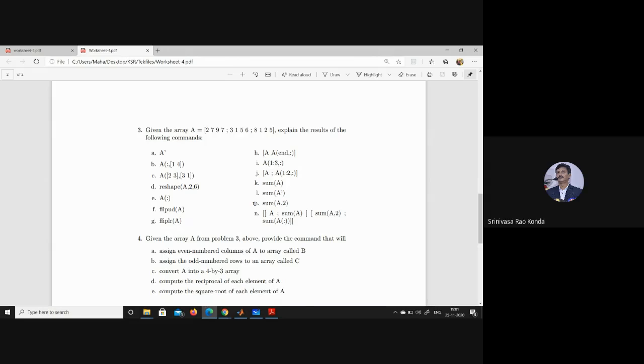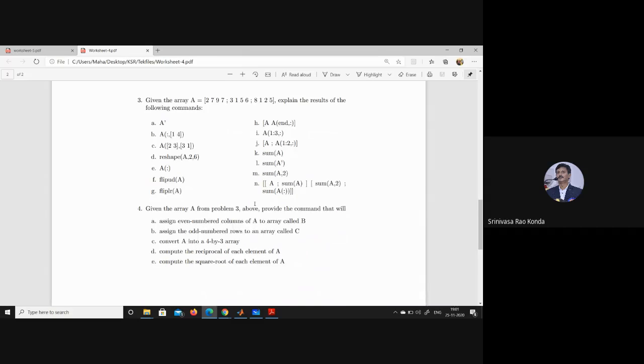Given an array A from problem 3, provide the commands that will assign even numbered columns of A to an array called B. How to do that one? For example, A is a 5 by 6 matrix or a 10 by 10 matrix. Assign even numbered columns of A to an array called B.